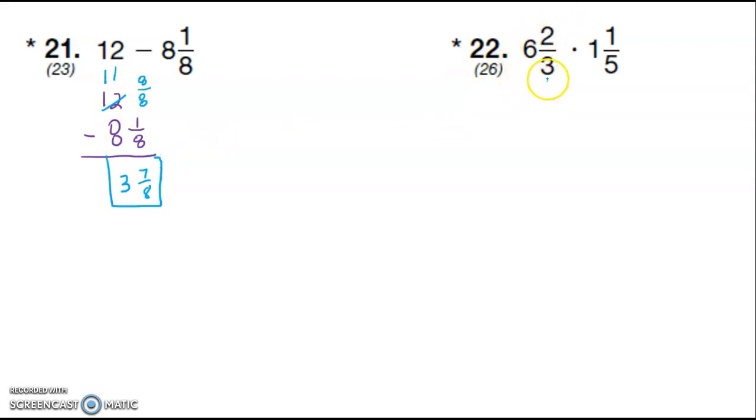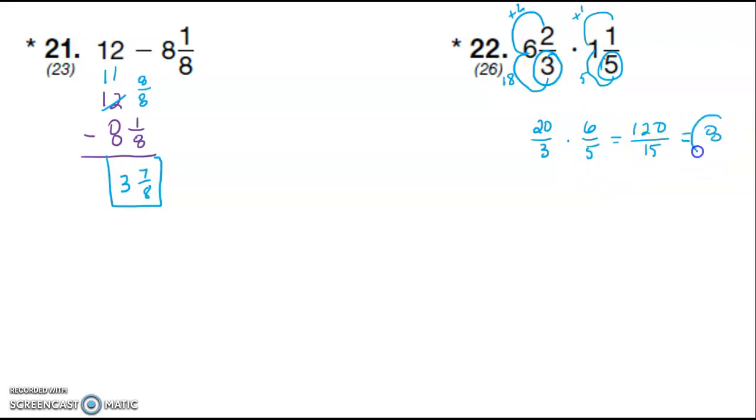Here I have to popcorn first. So 3 times 6 is 18. Plus, so this is 18 plus 2 is going to be, and it's all over 3. So we have 20 over 3 times 5 times 1 is 5, plus 1 is 6 all over 5. Now I'm just going to multiply it. You can reduce it ahead of time, which is great, but sometimes that's confusing. So 20 times 6 is 120. 3 times 5 is 15. I'm not sure if that goes in. Yeah, it does. Okay, so if you divide that out, you get 8.